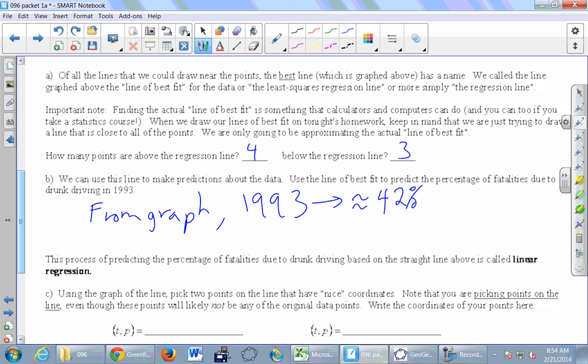All right, let's go to the sentence right above C. Okay, and then in the back, C.